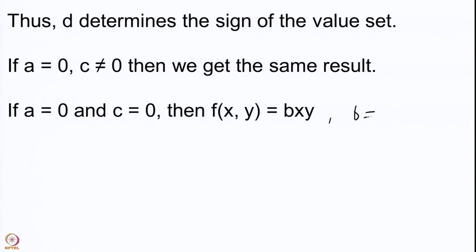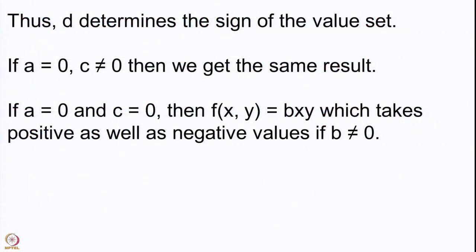We should also have that B is non-zero. So whenever B is non-zero, as we have already seen in the last example, this form will take both positive values and negative values, and of course the discriminant here is positive, the discriminant is b square.